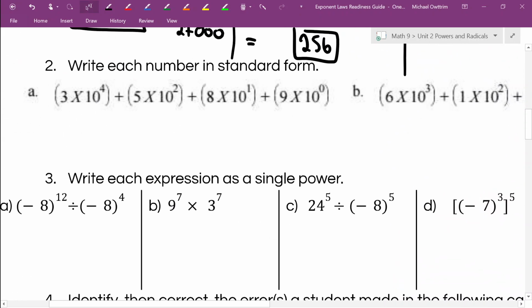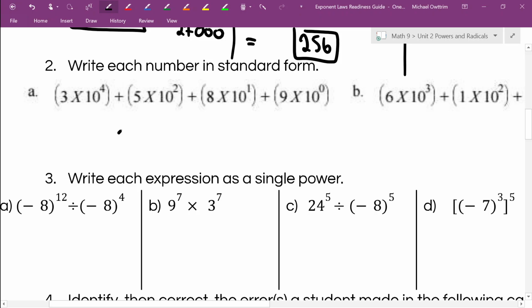Okay, in your question 2, this is your place value, or your powers of 10 rule. And we know that any power of 10 is just a 1 with that number of zeros after it. So when we have 3 times 10 to the 4, it's 3 times 1 with 4 zeros after it. So this is going to be 30,000. Okay, 5 times 10 squared is 5 times 100, or 500. 8 times 10 to the 1 is just 8 times 10, which is 80. And 9 times 10 to the 0 is 9 times 1, which is 9.